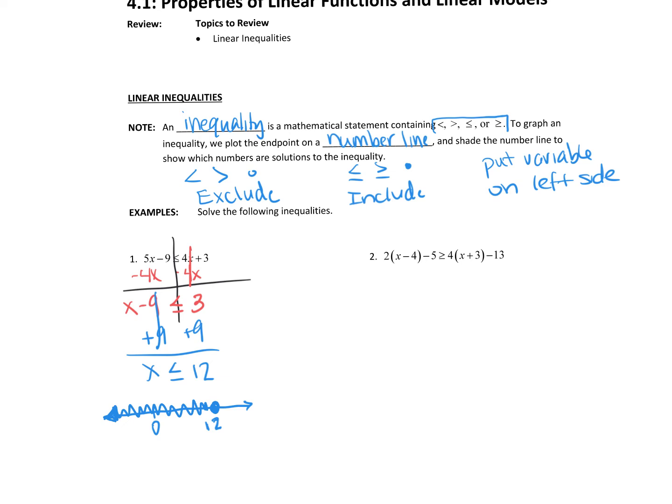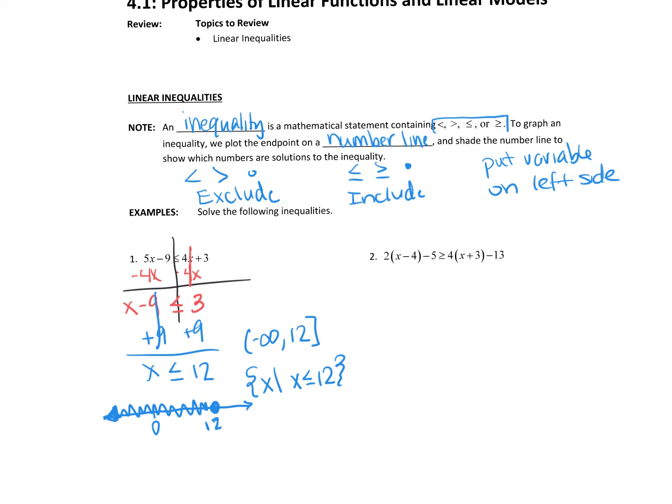And remember, we can write this solution a couple ways. We can write it in interval notation. For the interval notation, this would be negative infinity to 12, including 12. Or we can write it in set notation, which is x such that x is less than or equal to 12. So we can write it like this as well.